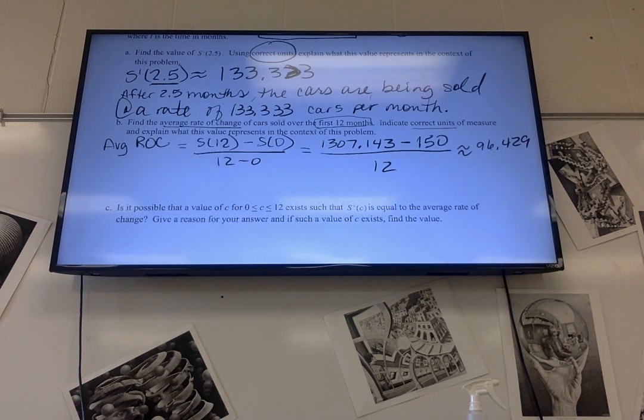Sold over the first 12 months. So, during the first 12 months, an average of 96 what? Cars. Not cars per month, it's just cars. Well, it is per month. Cars are sold per month. But the 96 is the number of cars, and that's how many are sold per month.